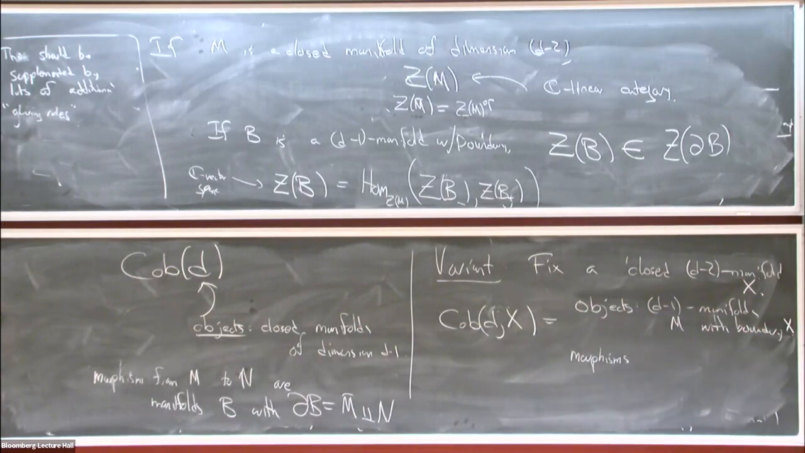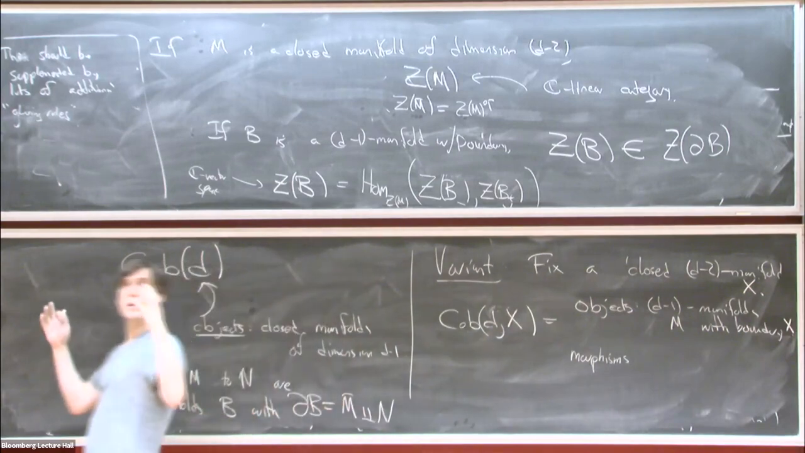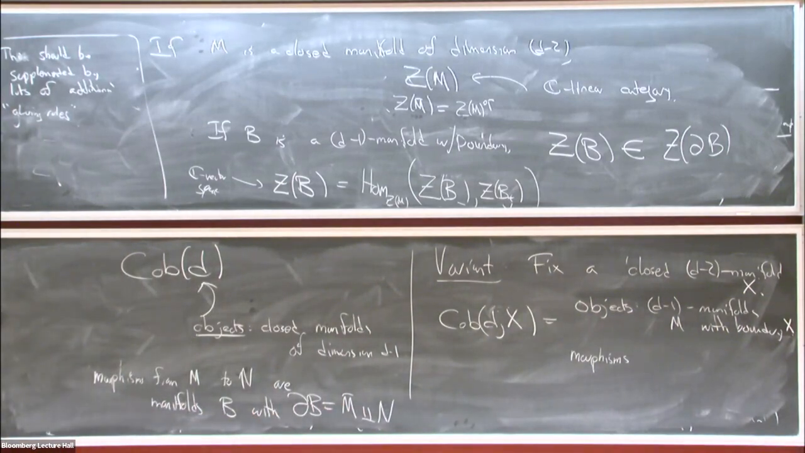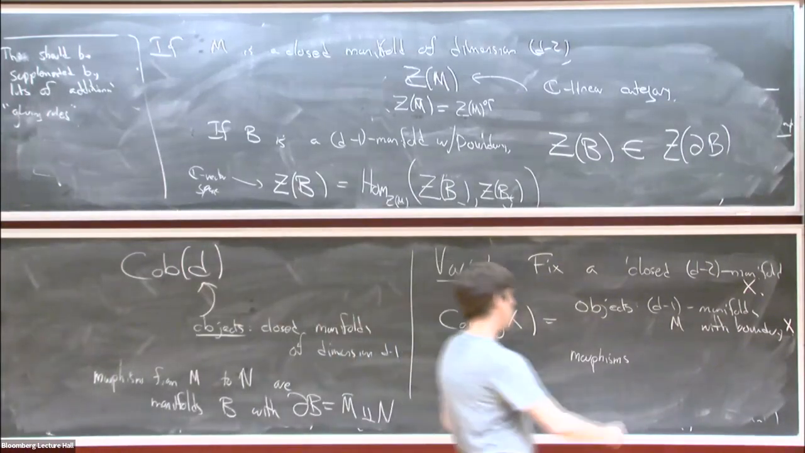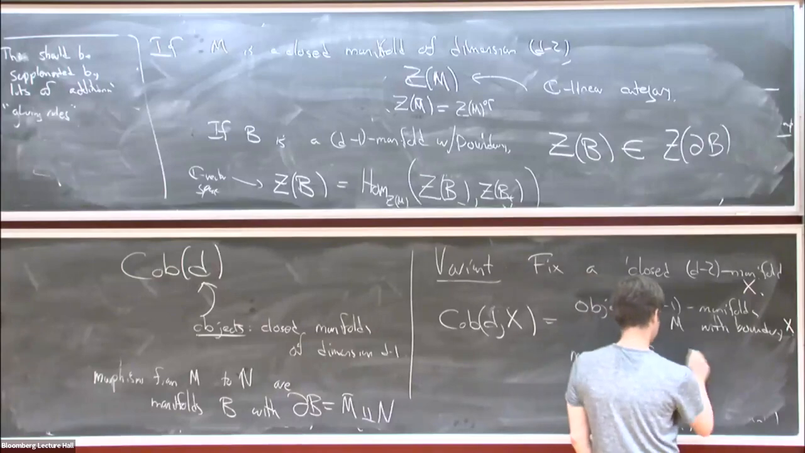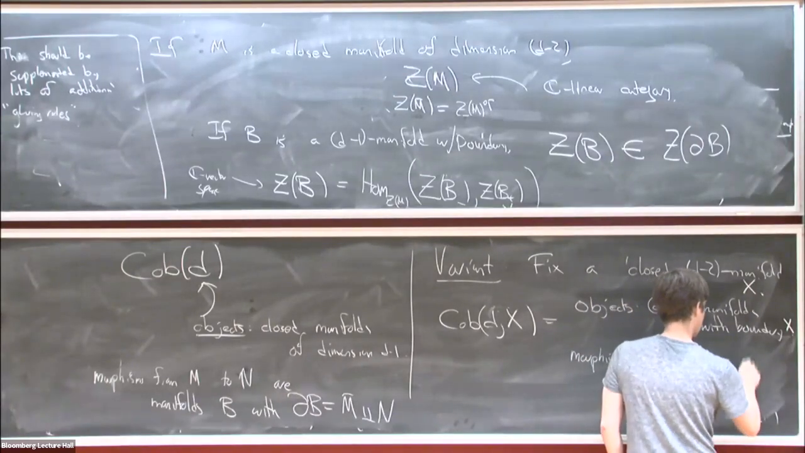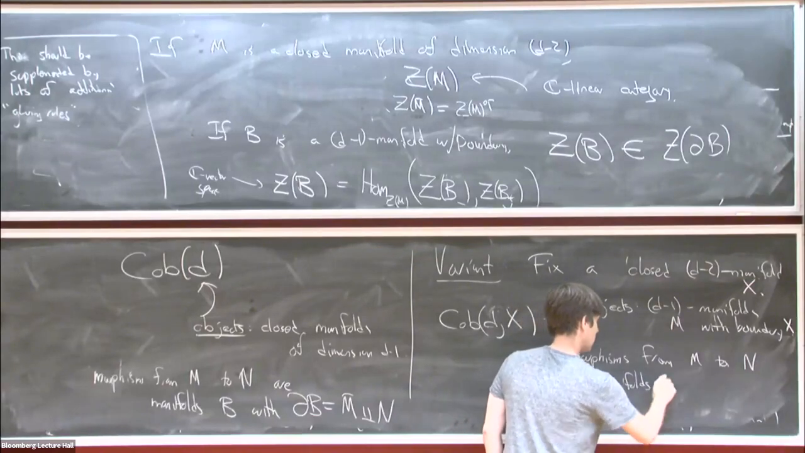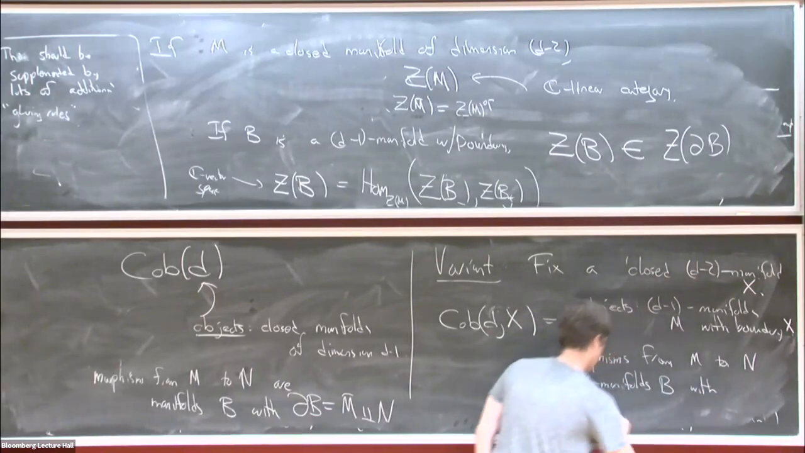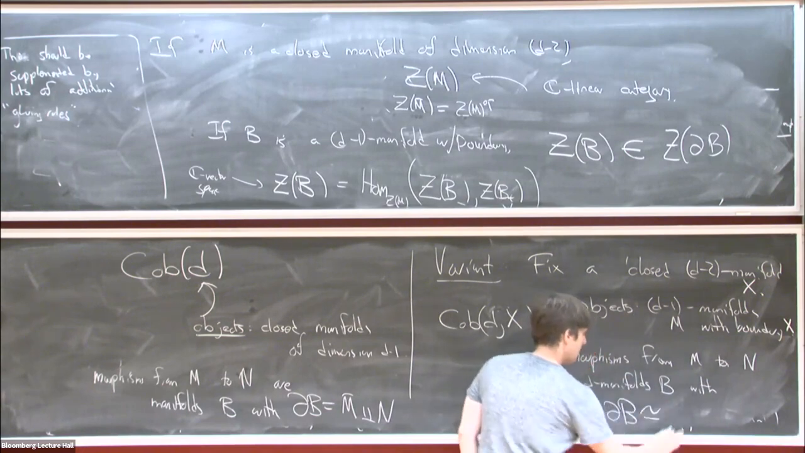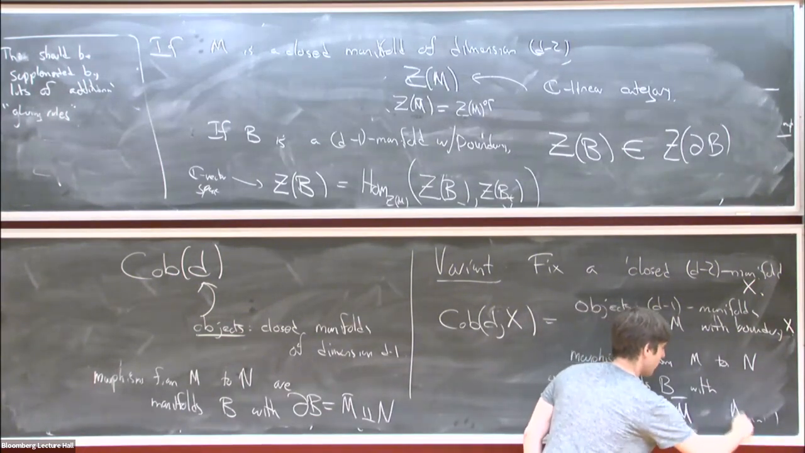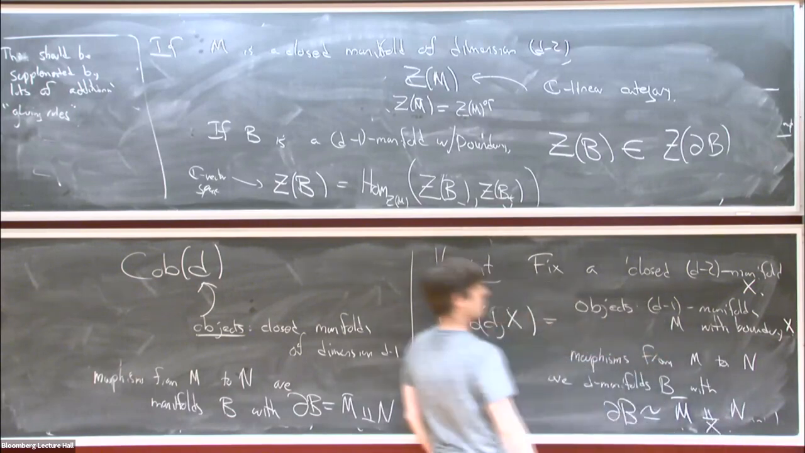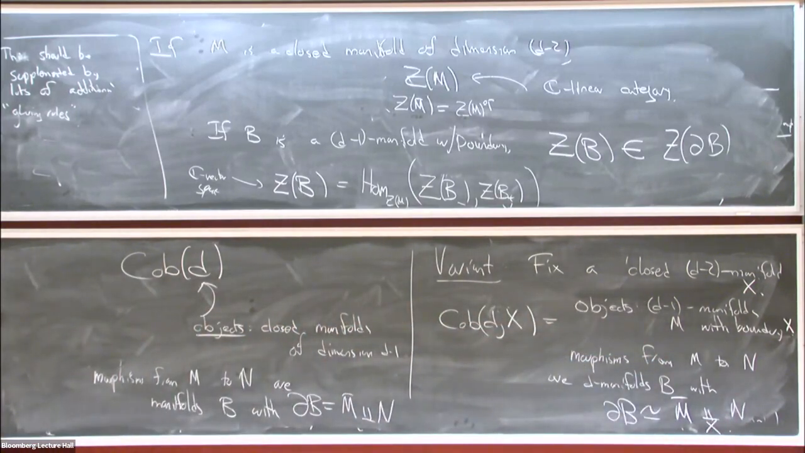And here we're going to do the same kind of thing, but we don't take a disjoint union. So if M and N are two manifolds that have a common boundary, then I can glue them together along their common boundary to make a closed manifold. So morphisms from M to N are now D manifolds B where the boundary of B is identified not with the disjoint union of M with N, but their union along X.